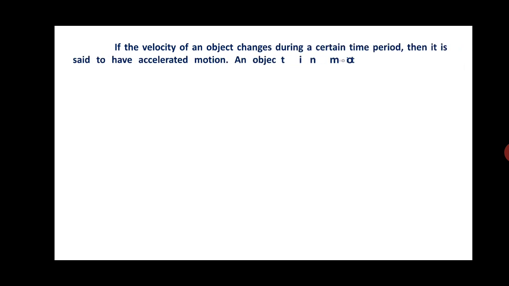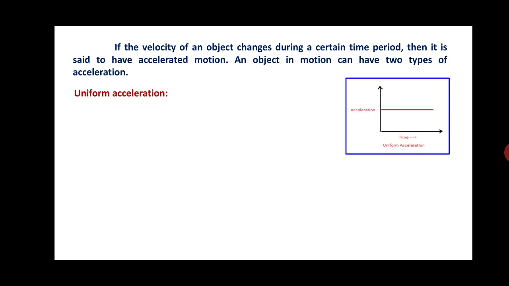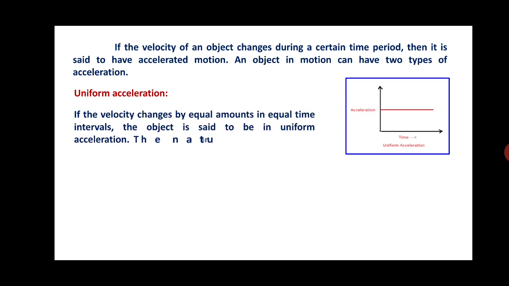Now we will see, if the velocity of an object changes during a certain time period, then it is said to have accelerated motion. An object in motion can have two types of acceleration. Uniform acceleration, as you could see in the figure: if the velocity changes by equal amounts in equal time intervals, the object is said to have uniform acceleration. The nature of uniform acceleration is shown in the adjoining figure, where you could find a straight line parallel to the x-axis. There is no change in the velocity, so it is uniform. No change in velocity means acceleration is uniform.